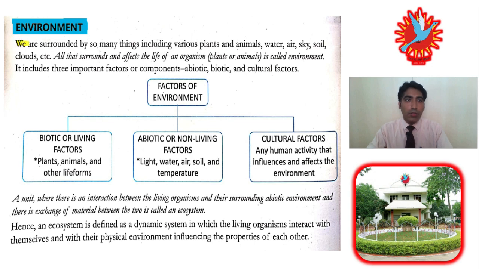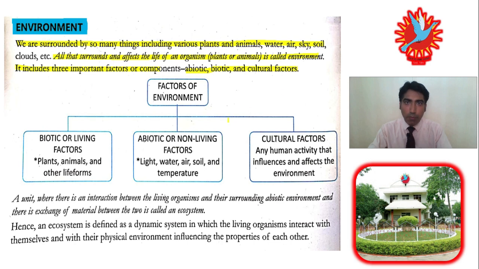Environment. As you know, we are surrounded by so many things, including the various plants and animals, water, air, sky and soil and clouds, etc. Many more things are present around us. All that surrounds and affects the life of an organism, whether it is a plant or animal, is called the environment. Environment includes three important factors or components: abiotic, biotic and cultural factors.